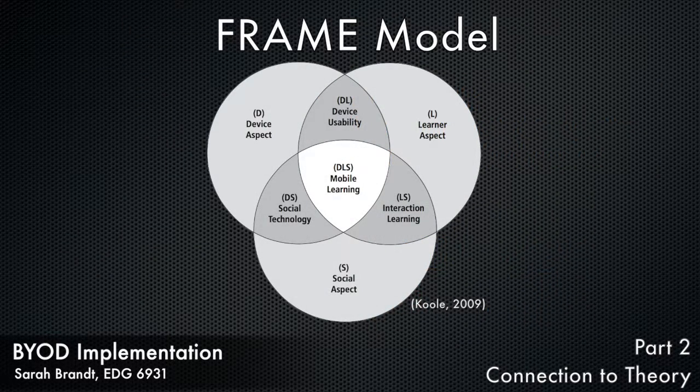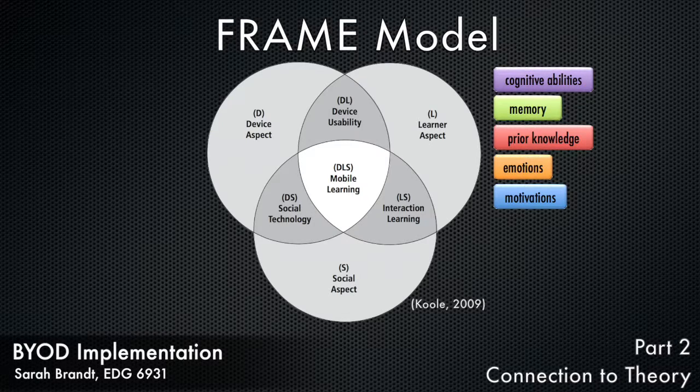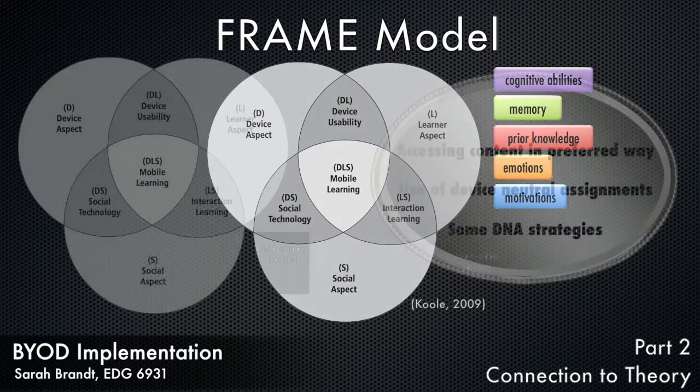In the Framework for the Rational Analysis of Mobile Education, or FRAME, model, the learner aspect takes into account an individual's cognitive abilities, memory, prior knowledge, emotions, and possible motivations. In this model, these individual differences are believed to impact learning, and mobile learning can enhance this by allowing learners to access content in multiple formats and highlighting the context and uses of the information.